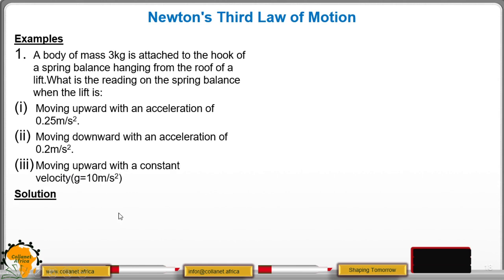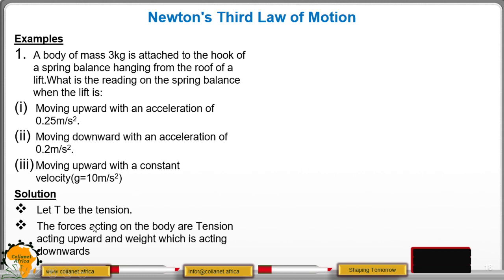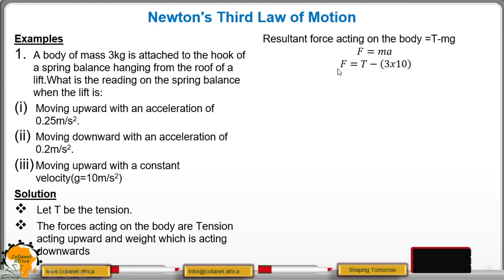We proceed as follows. We let T be the tension. Therefore, the forces acting on the body are tension, that is acting upward, and the weight, which is acting downwards. So the resultant force acting on the body will be the tension T minus the weight. That is the total upward force minus the downward force. But this resultant force is our F, and F is equals to MA. So F will be T minus mg.